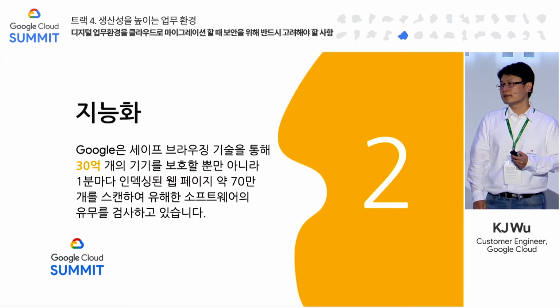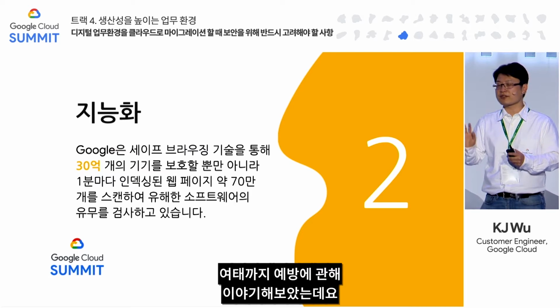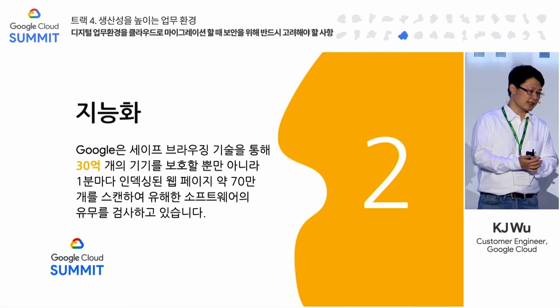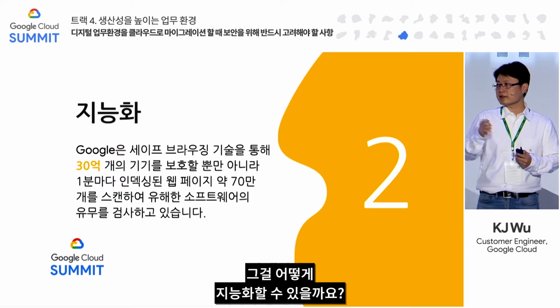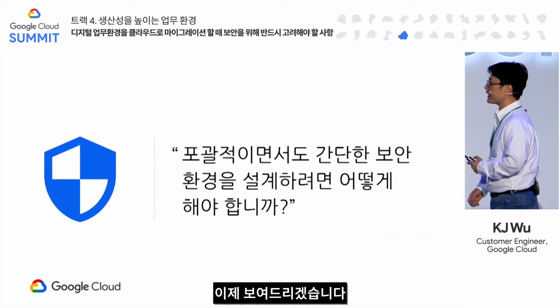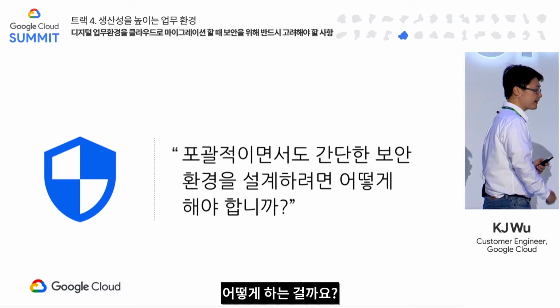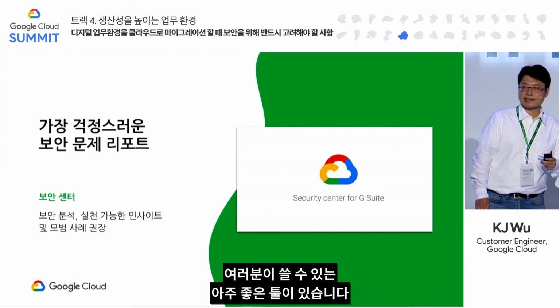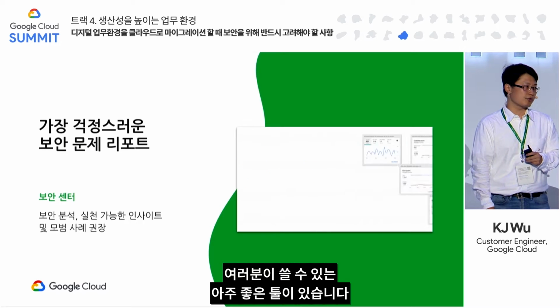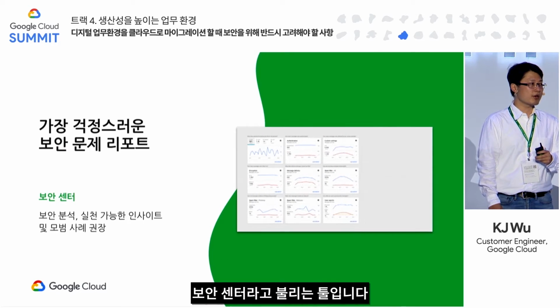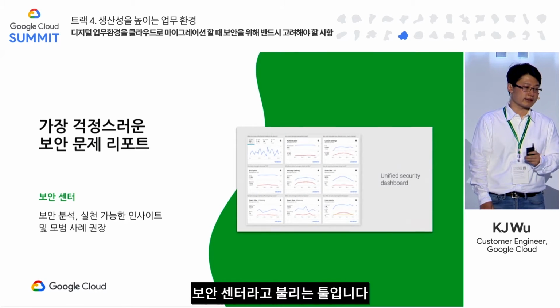The second part is about prevention, preventing that from happening. So how do we do that intelligently? I think next I'm going to show you. How can we do that? I think there's one very good tool for you to use. We call that Security Center.